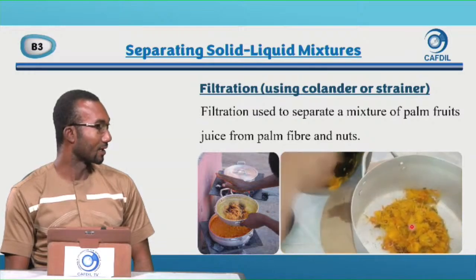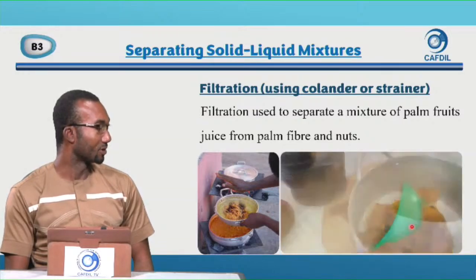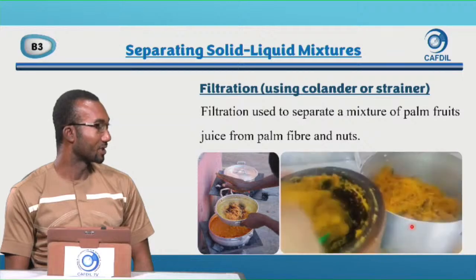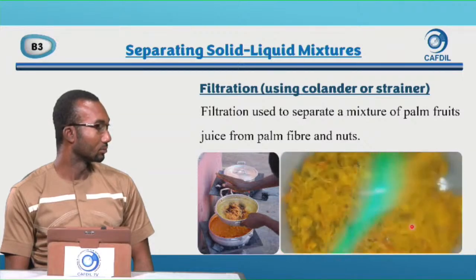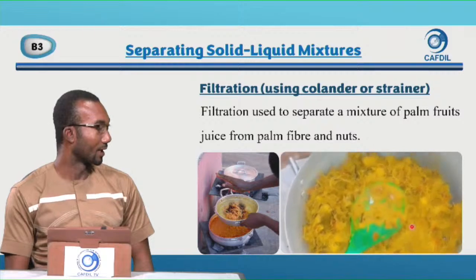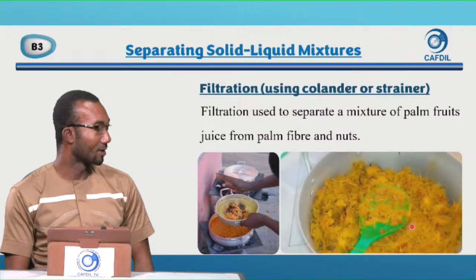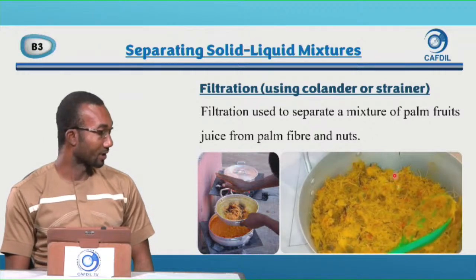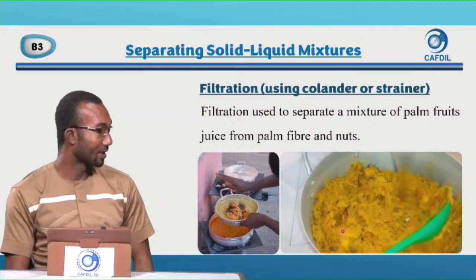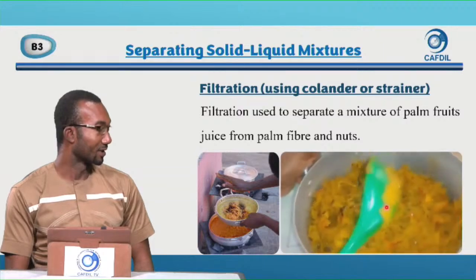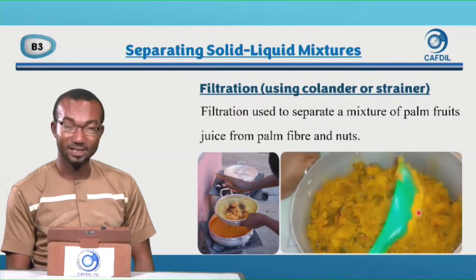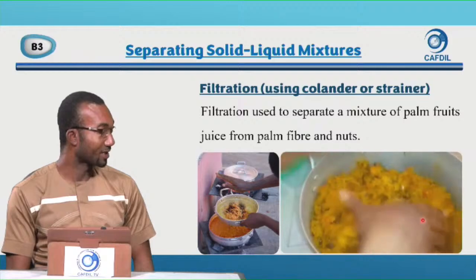You collect the pounded palm fruit and put it in a bowl or a pan. And then the next step is that we mix it with water. The pounded palm fruit is solid, and we are adding water, which is liquid. So it's a solid-liquid mixture.